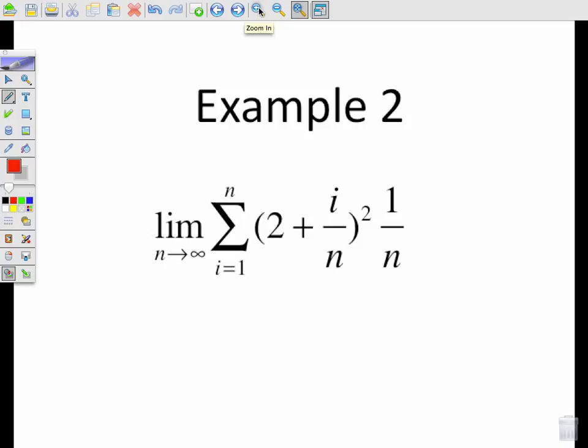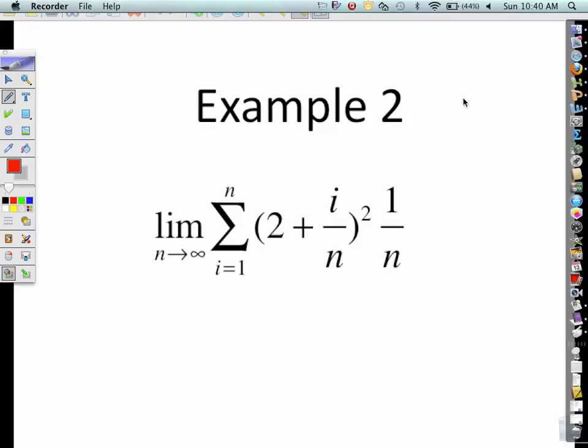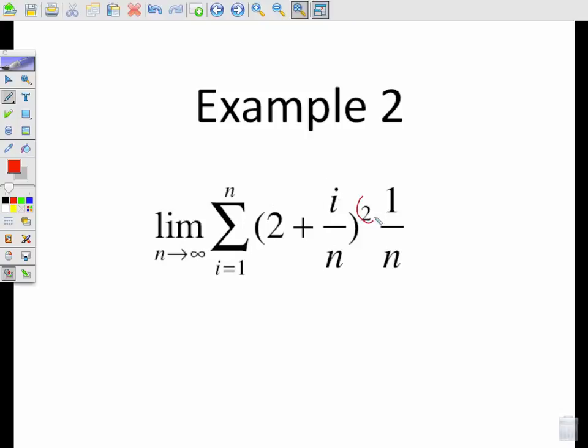All right, in this next problem, again trying to find the limit, I'm going to go ahead and write some of these expressions so that we can evaluate the limit. With this expression being squared, I'm actually going to FOIL this and then distribute the 1 over n before doing anything with the limit.